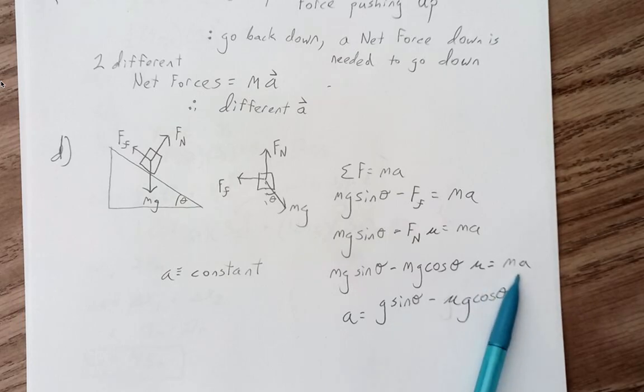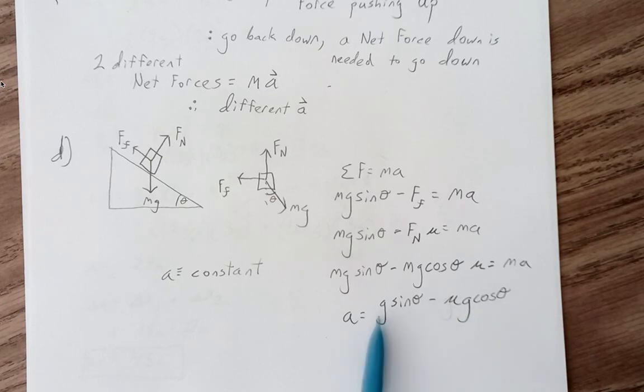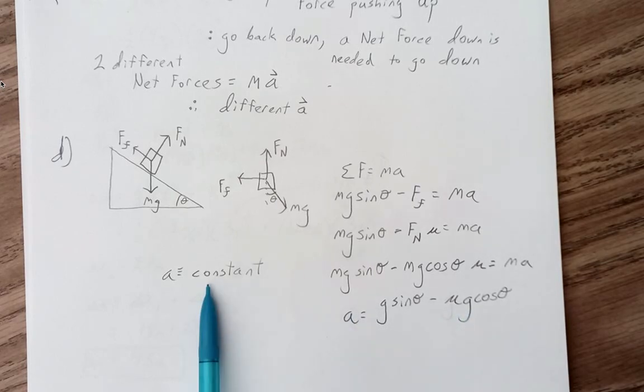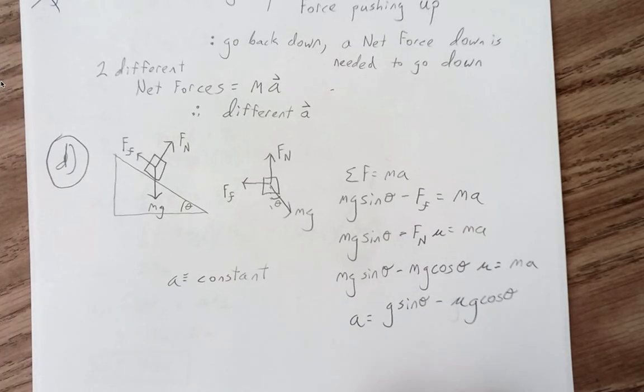If I divide by m on both sides, I have a is g sine theta minus mu g cosine theta. G doesn't change, theta doesn't change. This coefficient of friction is a constant, therefore a is also a constant. So as we look at this, if we have this as a constant acceleration, then we will also get a laboratory experiment showing that.